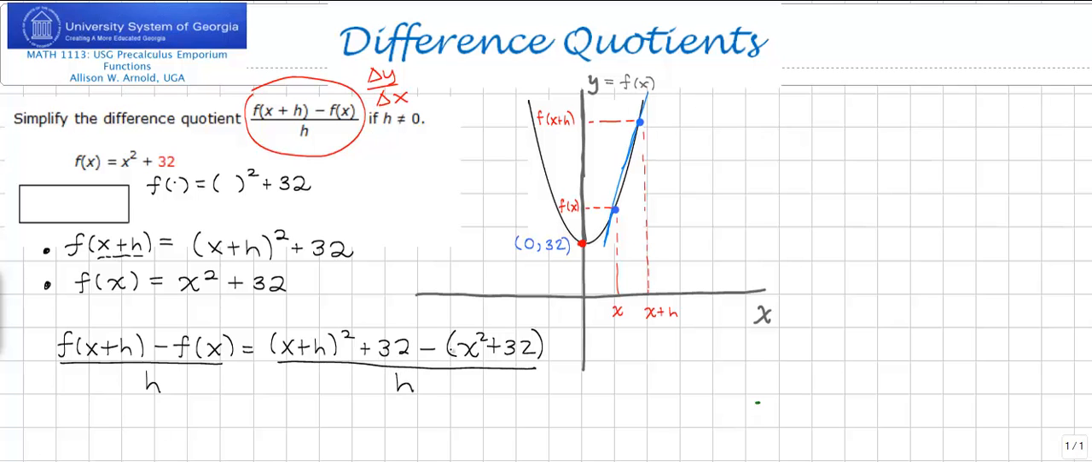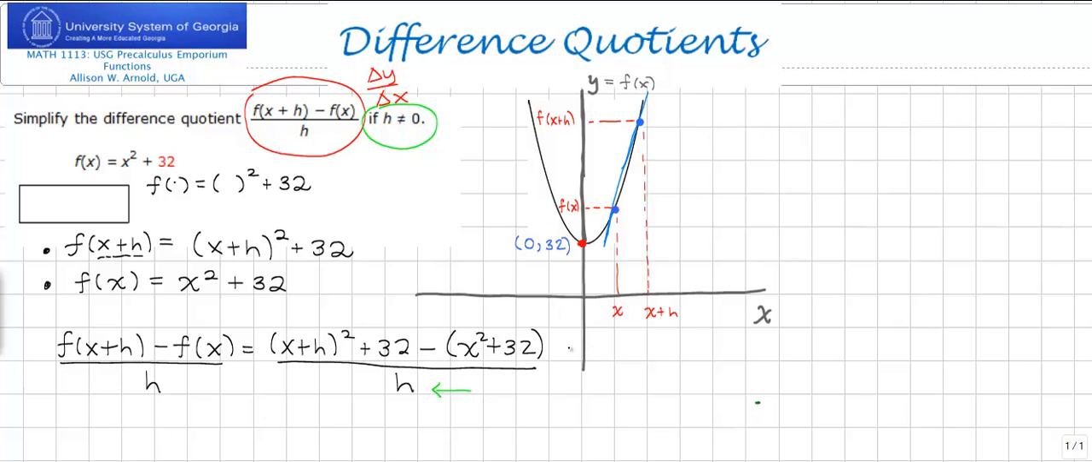all divided by h. Now I'm going to continue from here simplifying, and we were given a disclaimer that said if h is not 0, and right now because you're dividing by h, it wouldn't be a good idea for h to be 0. So essentially what the question's asking you to do is to simplify until h cancels, because h is in the denominator and you don't want it to be 0.